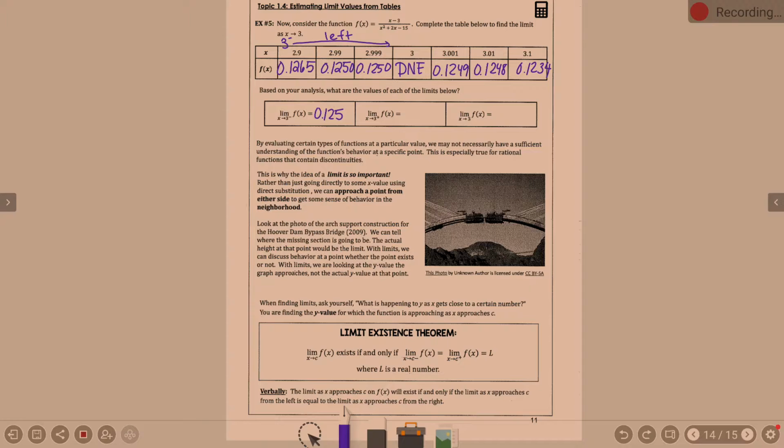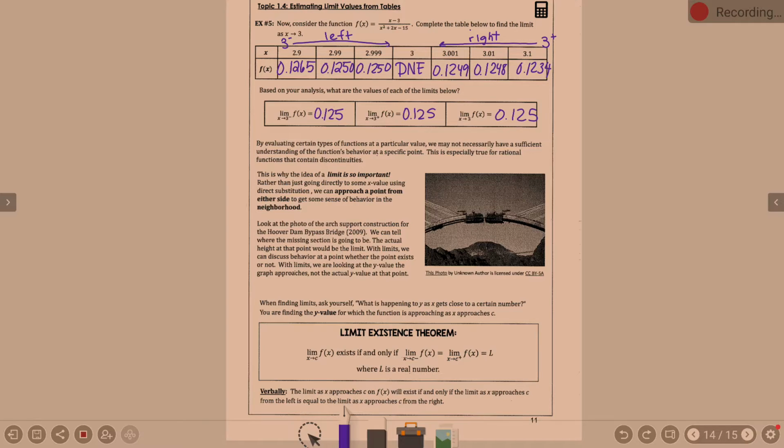What about as we approach 3 from the right? Now we're looking at the bigger values, right? So as we approach 3 from the right, so 0.1234, 0.1248, 0.1249, what are we getting closer to? I know at 3 it doesn't exist, but what value are we approaching? If you round it to 3 decimal places, it is indeed 0.125, isn't it? So if the limit from the left is 0.125 and the limit from the right is 0.125, what's the limit as x approaches 3? 0.125.